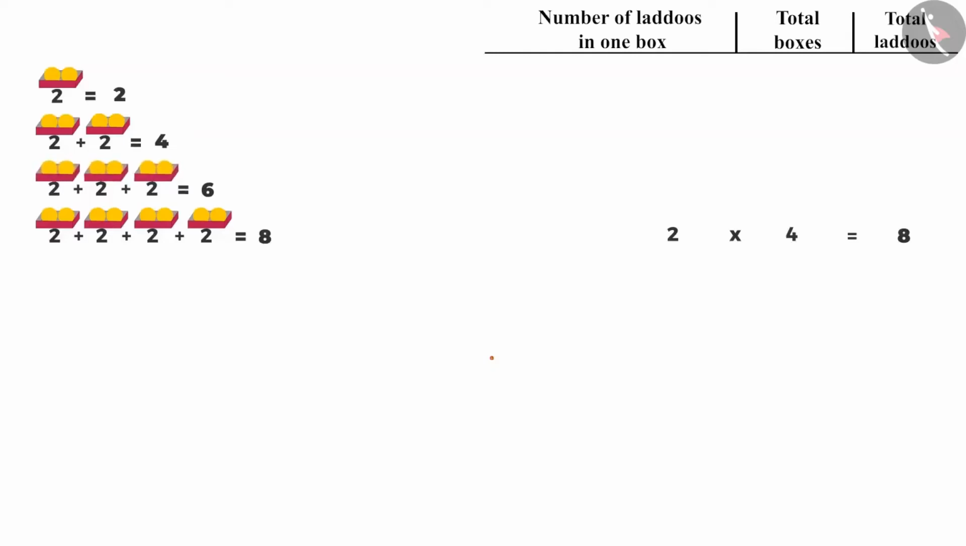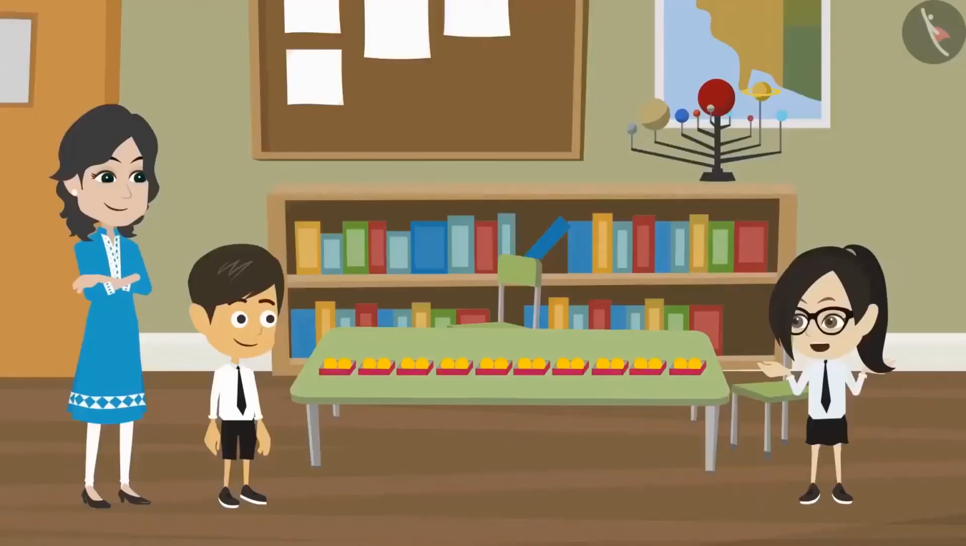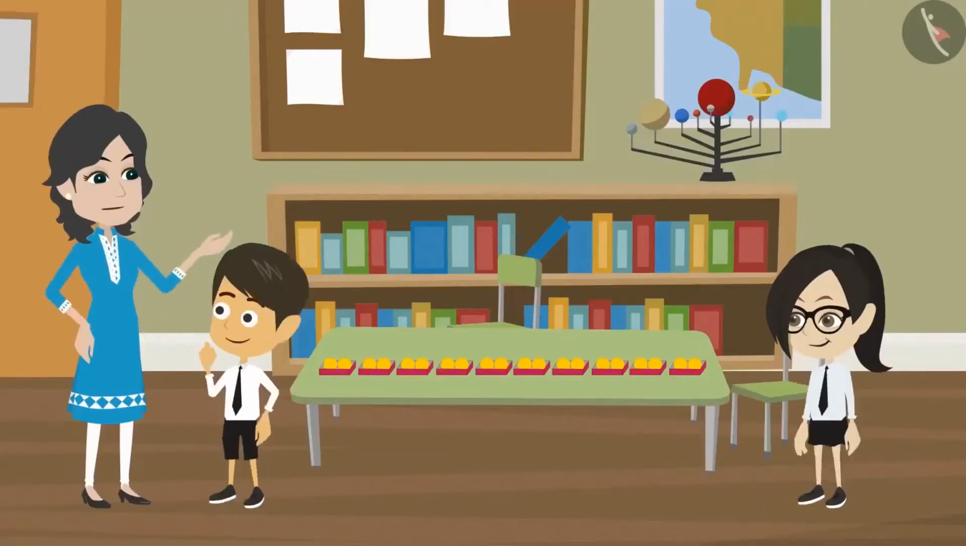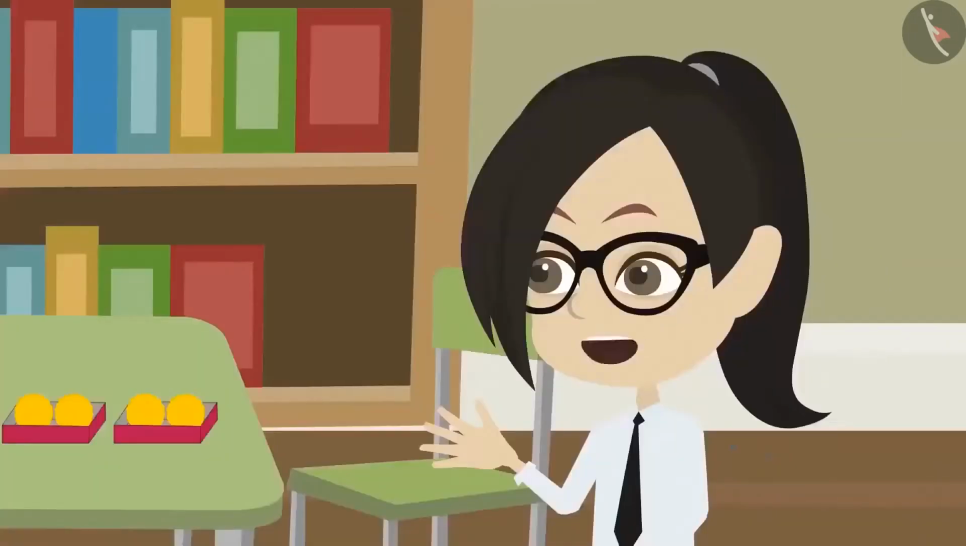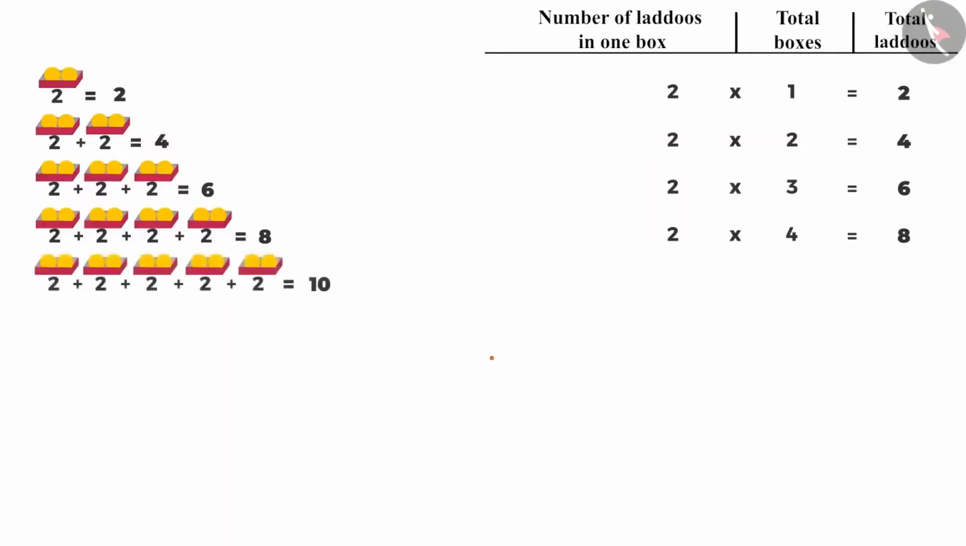If you want to find the laddus in 3 boxes, multiply 2 by 3. Similarly, for 2 boxes, multiply 2 by 2. And to find the laddus in 1 box, multiply 2 by 1. That means we don't need to add them. No. For 5 to 10, you should try to find the result yourself and check. Then to find the laddus in 5 boxes, we will multiply 2 by 5.